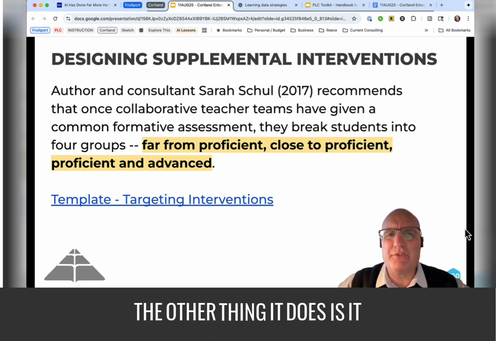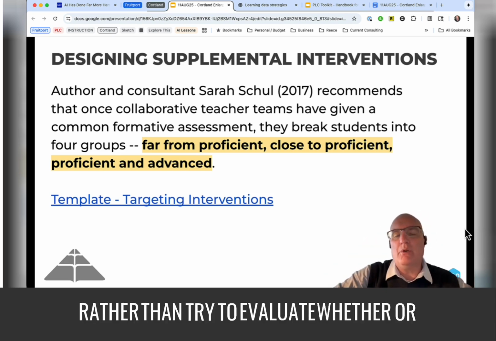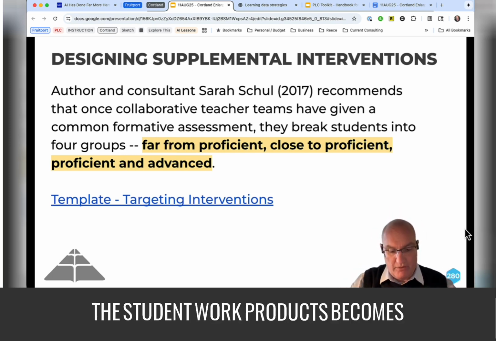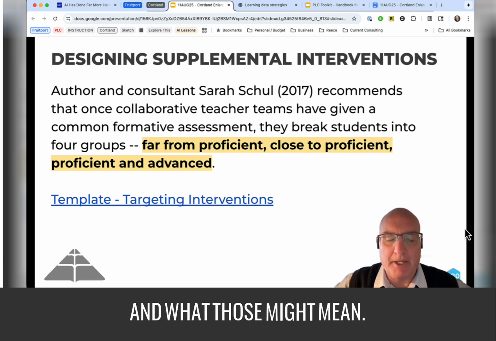The other thing it does is it allows you to look at student work products rather than try to evaluate whether or not the teachers did a good job while they were teaching, right? The student work products become our area of focus rather than the percentages and what those might mean.